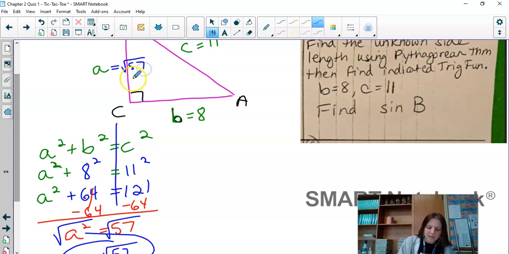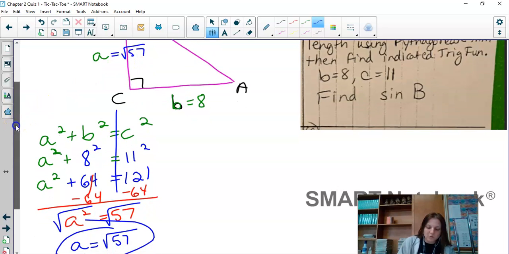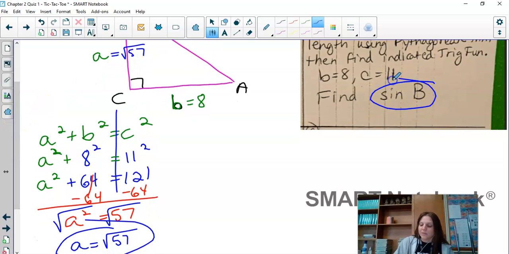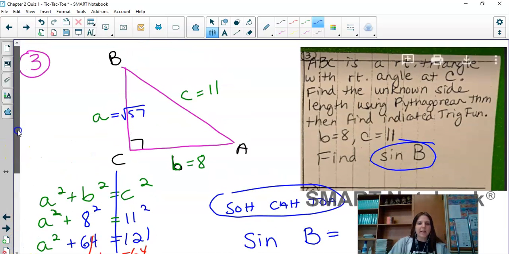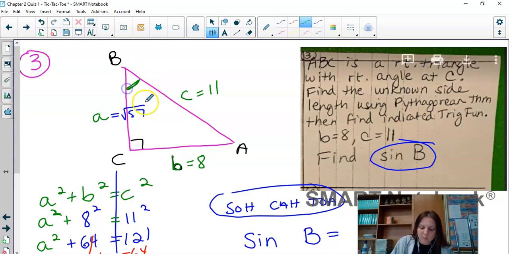We're not done with this question though. This question is also asking you for the sine of angle B. So angle B is this angle up here at the top. So I'm going to have to think about SOHCAHTOA because again, I don't know X and Y and R, but I do know opposite hypotenuse, and I can find that information.